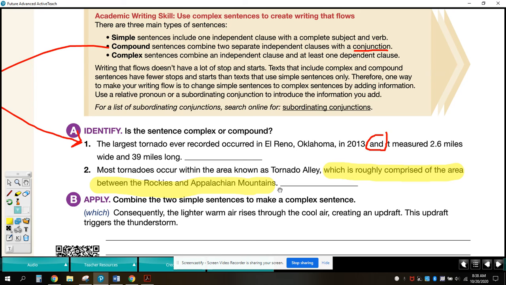It's dependent on something. But this section of the sentence, most tornadoes occur within an area known as Tornado Alley, that's a simple sentence. That is a complete thought, and then we add to it to create a complex sentence. So number 2, again, is an example of a complex sentence. We're going to look at a website that explains this a little further.